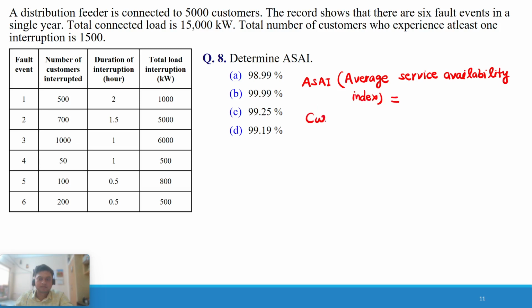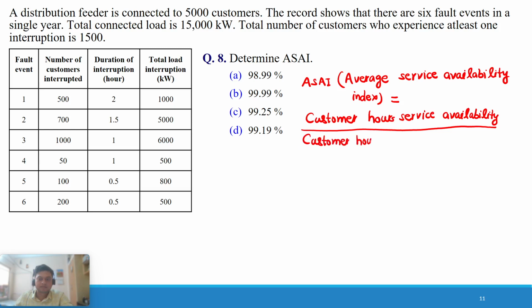It is the ratio of customer hour service availability divided by customer hour service demand. So customer hour service availability divided by customer hours service demand, into 100%.